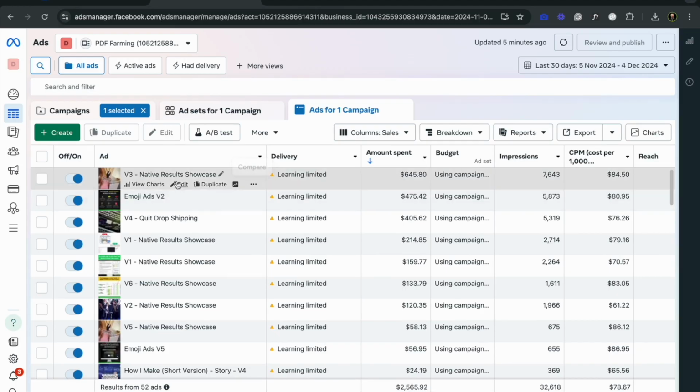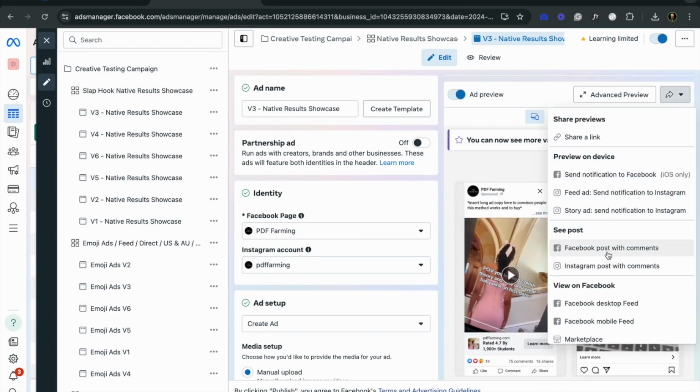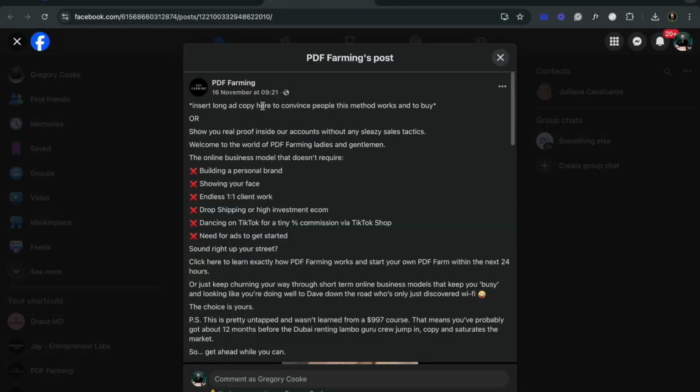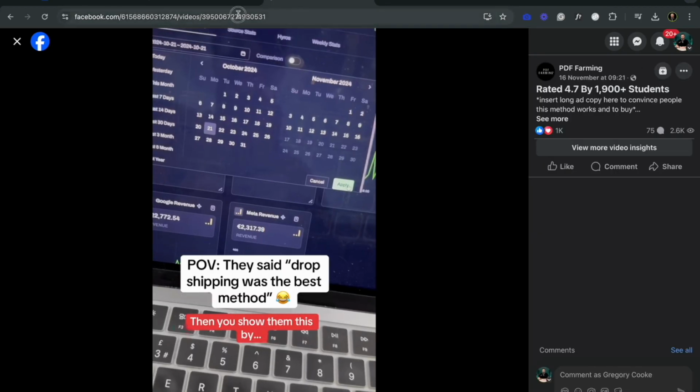It's looking good. It's spending, which means it can clearly scale at this point. So what I would then do is move this into the A+ scaling campaign, which I'm going to show you. To do that, I'm literally just going to click edit. I'm not actually going to edit it. I'm going to do advanced preview, Facebook post with comments, and then basically, let me just click here. I say chase your dreams, man. Okay, and you're basically going to take the post ID.